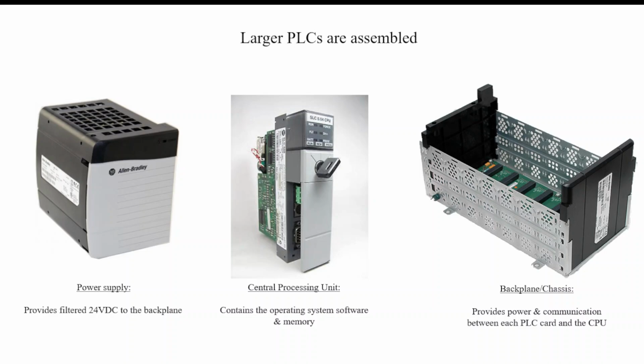Usually, you would have something like a power supply that provides filtered 24 volts DC to something called the backplane. The backplane, or chassis, is this thing here. It holds all of the PLC cards and provides power and communication between each one of them and the CPU. The CPU is a special card that has the operating system in it and memory, and this connects to the backplane of the chassis and communicates between all of the different cards by using power from the power supply.